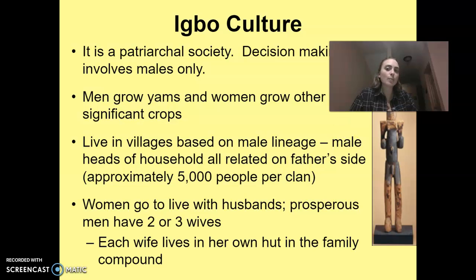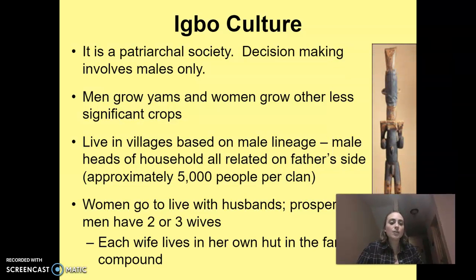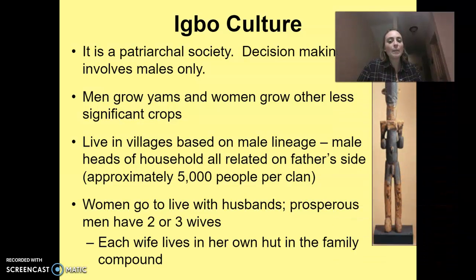Igbo culture is a patriarchal society. So that means that the decision making is done by men, males only. Men grow yams, which are the more important crop, and then women grow other less important, less significant crops. They live in villages or clans based on male lineage, and women will go and live with their husbands.